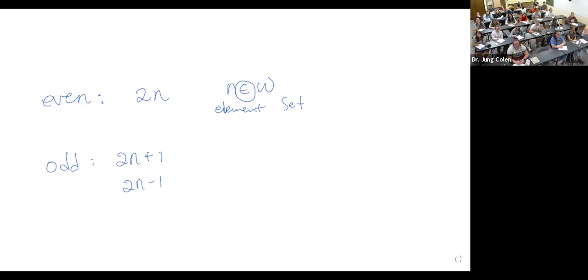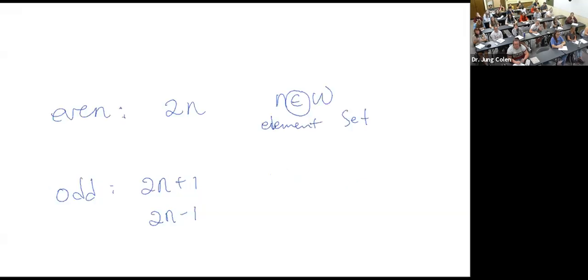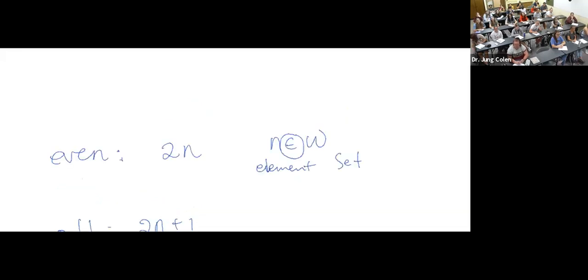If P is an odd prime, like 3, 5, 7, 11, 13, 17, 19, those are odd prime numbers, right? If P is an odd prime, then P plus 2 is also a prime. Do you think it's true or false? Why? 7 plus 2 is not a prime? Yeah, you just found the perfect counterexample.